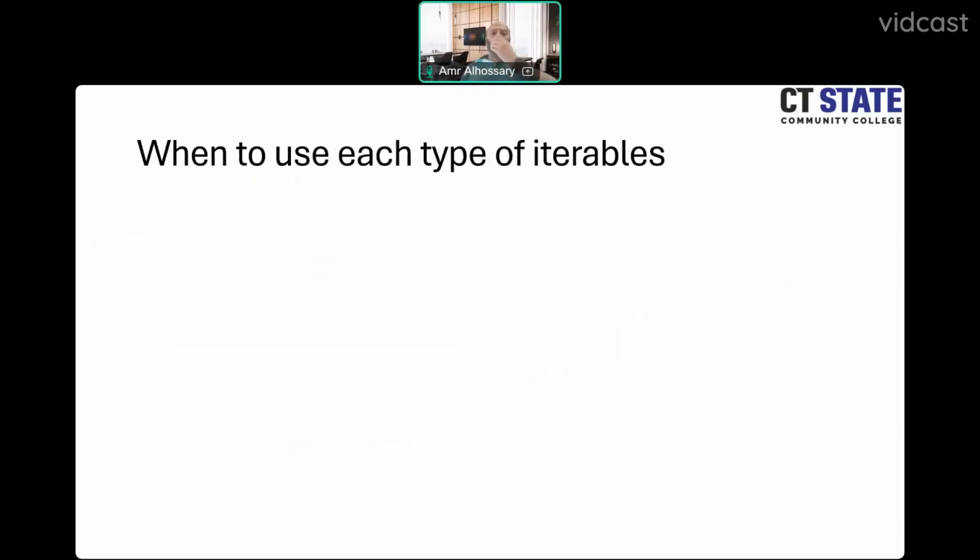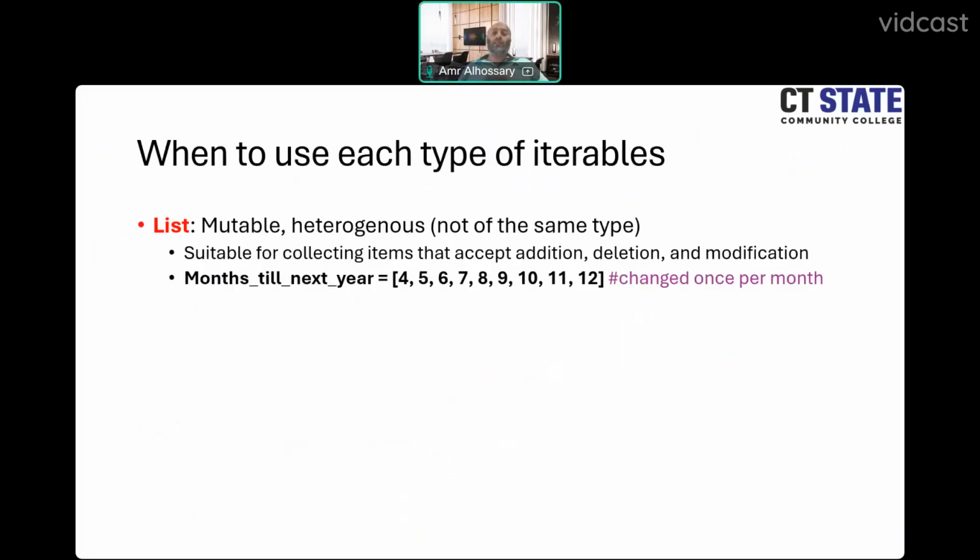So when shall we use each type of these iterables? The list is mutable and heterogeneous content, which means the contents are not necessarily of the same type. So that's suitable for collecting items that accept addition, deletion, and modification.